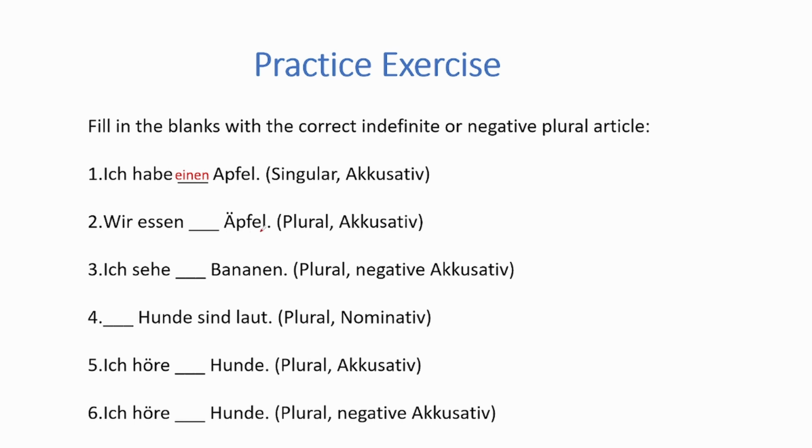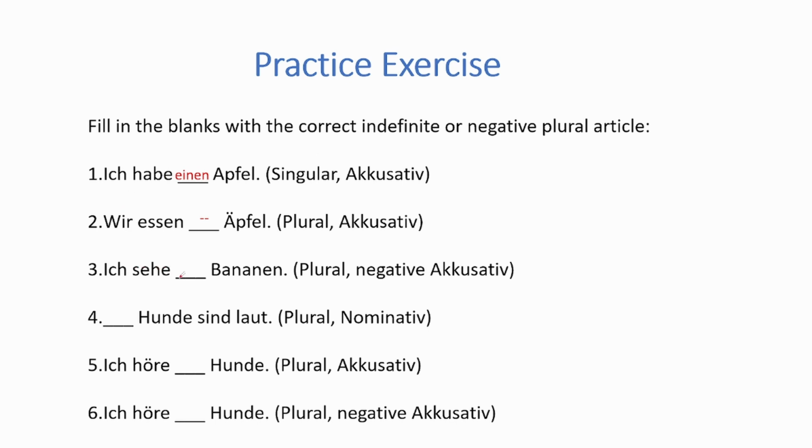So the plural form in accusative has no article, right? So yes, we will not put anything over here, and it will be wir essen Äpfel. Wir essen Äpfel.